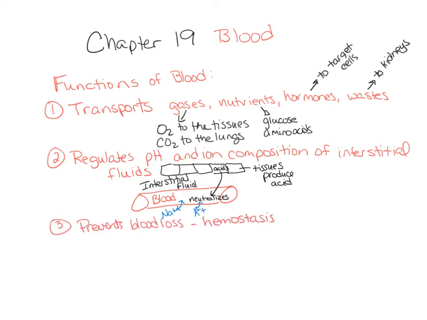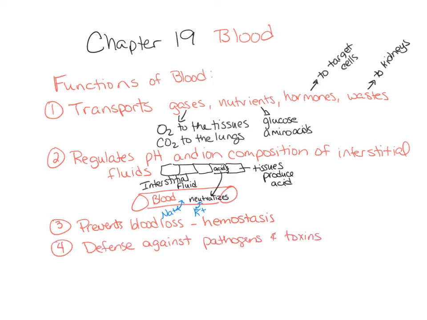The third function of blood is to restrict fluid losses at injury sites. Blood contains enzymes and other factors that promote clotting to prevent the loss of blood. This is called hemostasis, and we'll talk about this at the end of this chapter.